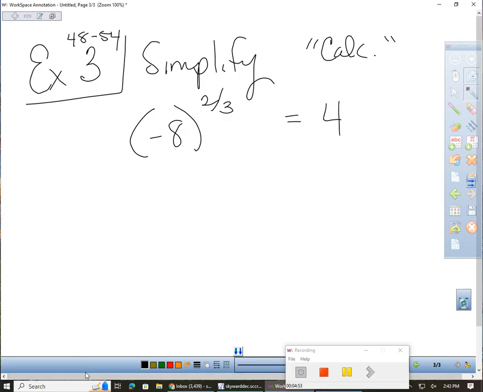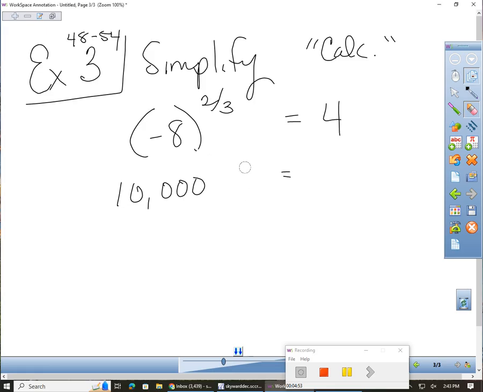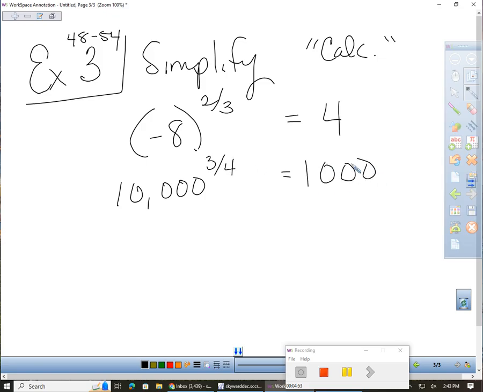4. Correct. What if I gave you something crazy like 10,000 to the 3/4? 1,000 is correct. Because this is a 10,000 inside a 4th root, which is raised to the 3rd power. Wait, why didn't you put the second one in parentheses? Because there's only one thing going on. This one is different because it's got a negative and an 8.